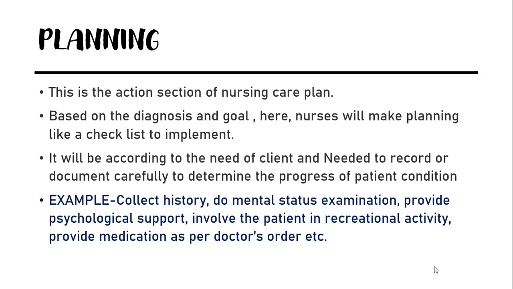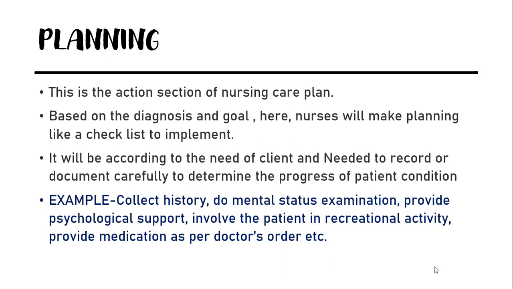I think this is the action section of the nursing care plan. In the planning column only we are doing all the action. So based on the diagnosis and goal, the nurse will make a plan like a checklist to implement. We are making a lot of plans here like a checklist to implement, and it will be according to the need of the patient. That point is very, very important. It has to be based on the need of the patient, and needs to be recorded or documented carefully to determine the progress of the patient's condition.